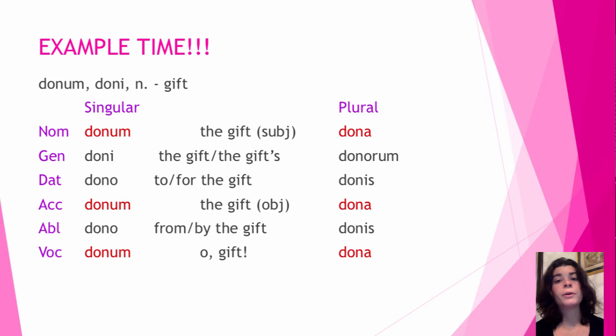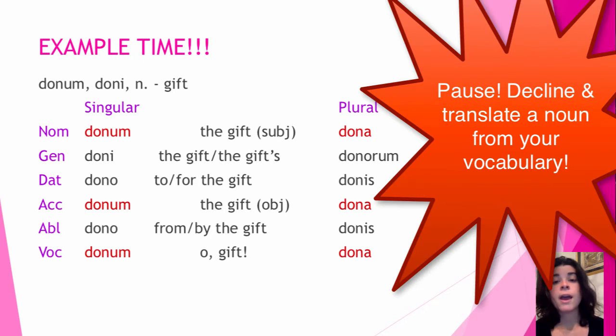So what I'd like you to do is pause, take a moment, and write this down. And then I'd like you to find another neuter noun in your vocabulary for this stage, and I'd like you to go on and decline it yourself. It can be any one you want, I don't really care, but whichever one, go on and decline it out how it's supposed to be, use this as your model, and translate it, as I have done as well, okay? We'll be checking this tomorrow.